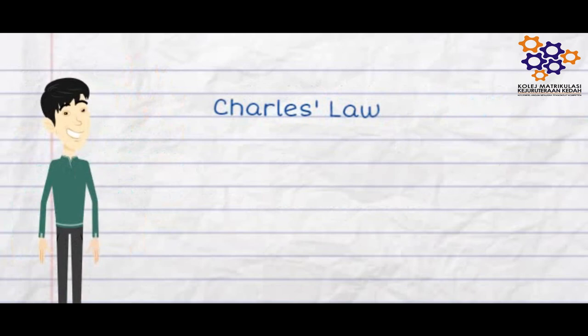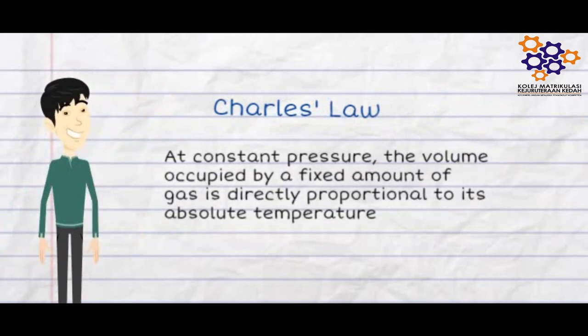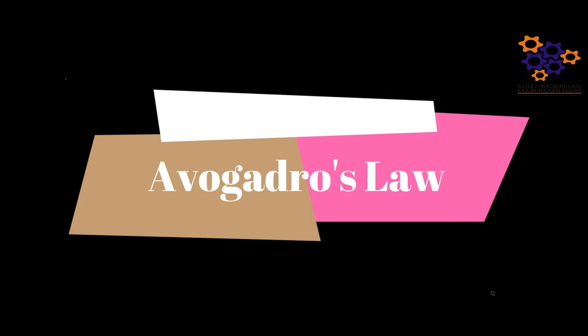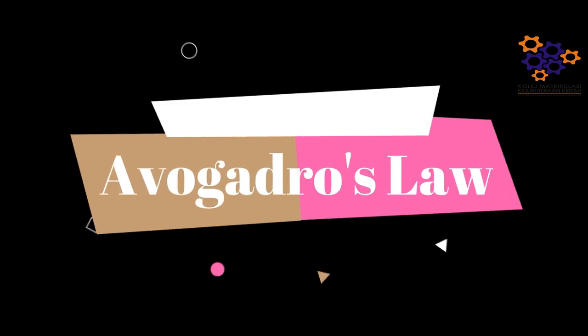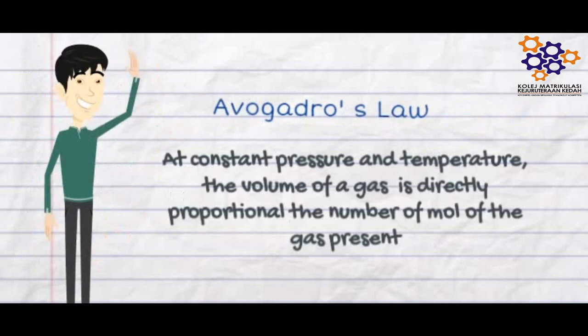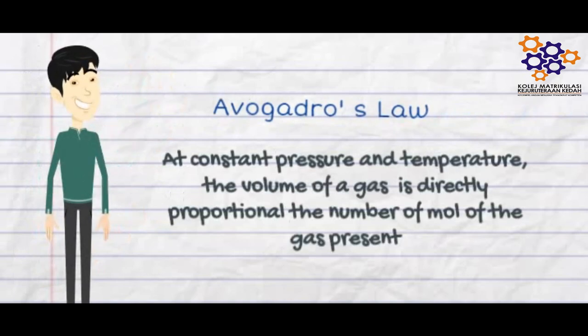Charles' law states that at constant pressure, the volume occupied by a fixed amount of gas is directly proportional to its absolute temperature. Avogadro's law states that at constant pressure and temperature, the volume of a gas is directly proportional to the number of moles of the gas present.